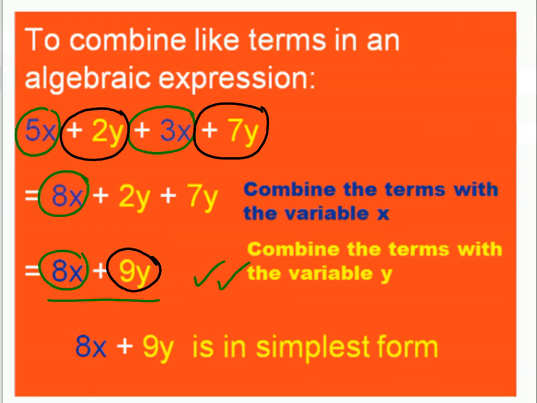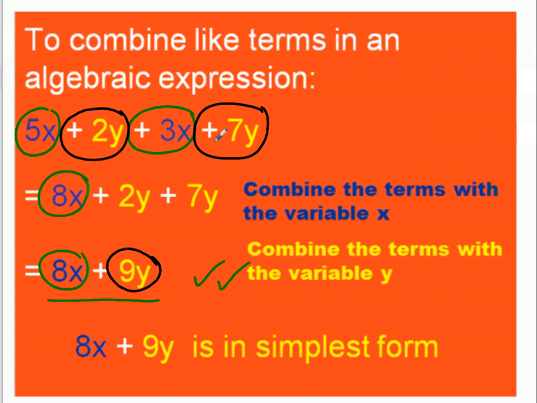Now let's do one more page of examples. To combine like terms in any algebraic expression, combine the terms that have the same variable. So in this case, we've got 5x plus 2y plus 3x plus 7y. So you can almost think of them as 5x plus 3x. You can only combine the apples with the apples and the oranges with the oranges. So that's positive 5x, because there's no negative there, and it's plus 3x because there's a plus here. 5x plus 3x is 8x.